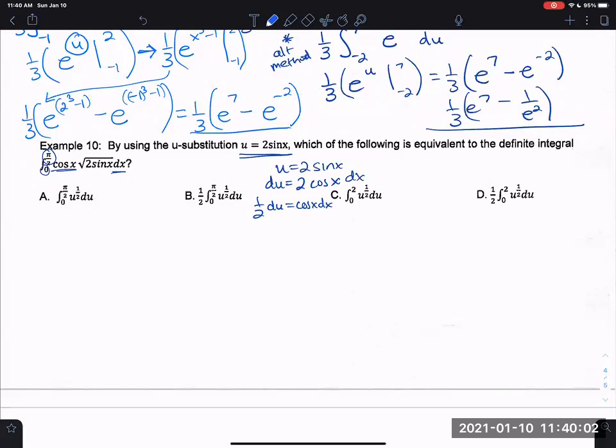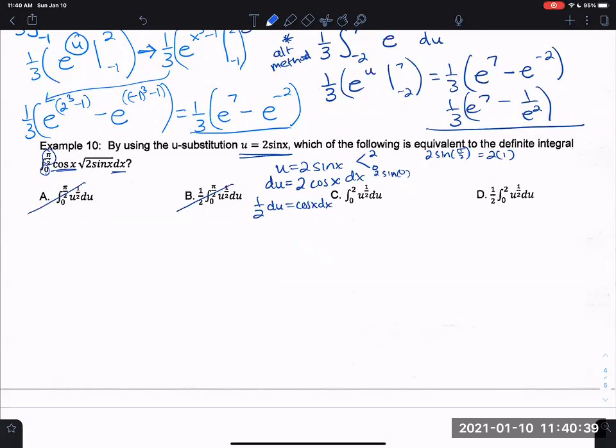Okay. So also with 0 and pi over 2, if I plug in 0, 2 sine of 0 is 0. So my lower bound is staying 0. 2 sine of pi over 2, sine of pi over 2 is 1. So that's going to 2 times 1, which is 2. So my new upper bound is 2. So I have a 0 and a 2.